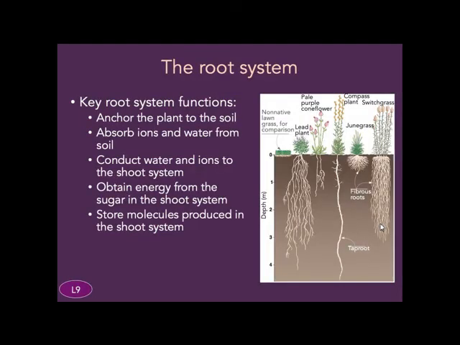Okay? All right. Let's look at the root system. So the root system of a plant does a lot of different things. It anchors the plant in the soil, obviously, so the plant doesn't wash away. Its job is to absorb ions and water from the soil, and then take the water and ions and conduct them to the shoot system, so get them out from under the ground and bring them up above the ground. It needs to be able to get the energy from the sugar that's being made in the shoot system, and it might need to store molecules produced in the shoot system.